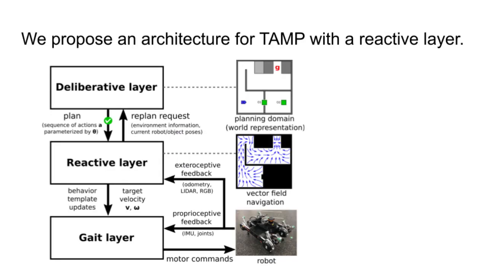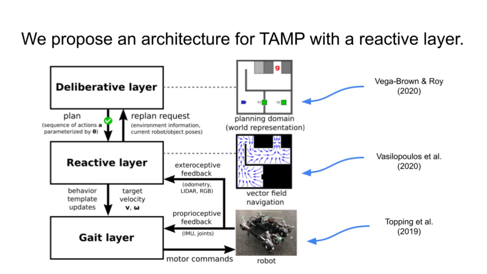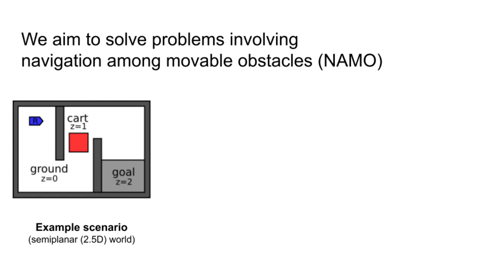We propose a system architecture that provides its own abstraction and formal guarantees for task and motion planning. Specifically, we combine prior work in a hierarchical system which contains a deliberative planning layer that accepts a description of the world and reasons over abstract actions to solve complex tasks, a reactive layer in the form of a vector field planner that can guarantee target convergence even with unanticipated obstacles, and a gate layer that uses high-rate feedback control to execute navigation goals from the upstream layers, such as velocity tracking and target behaviors like jumping or grasping movable objects. We are interested in solving problems involving navigation among movable obstacles.